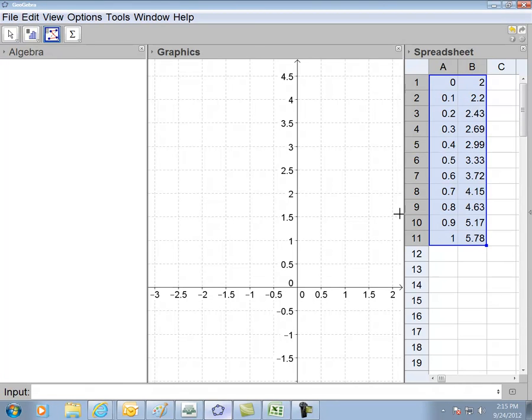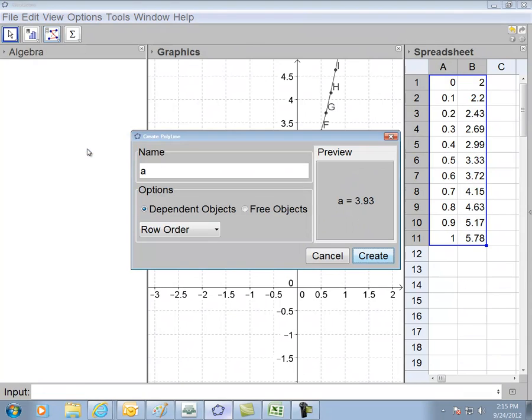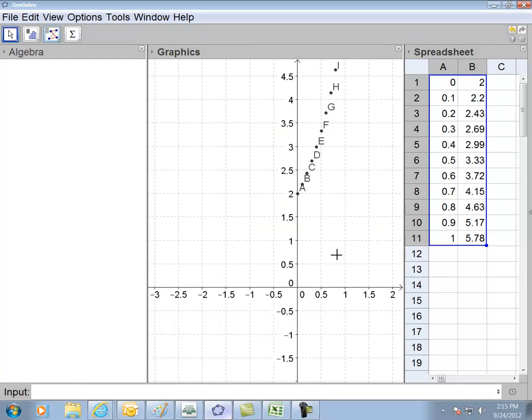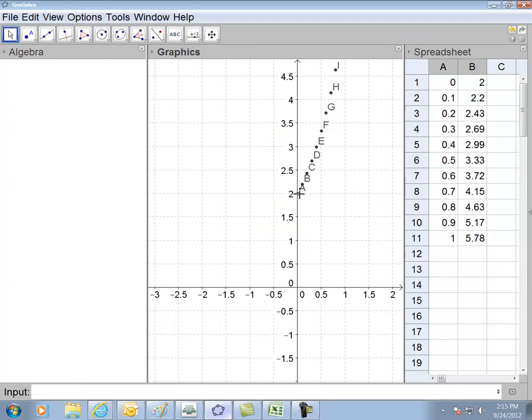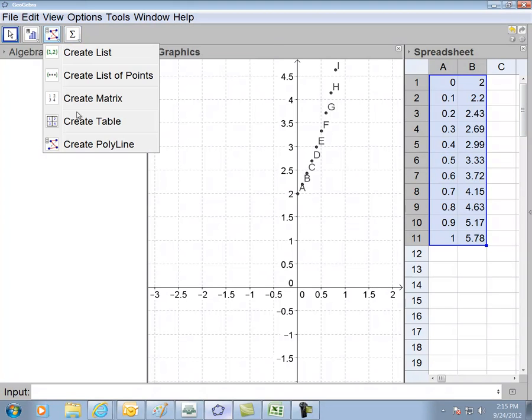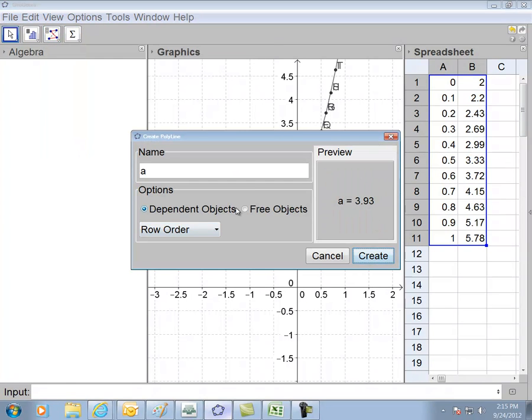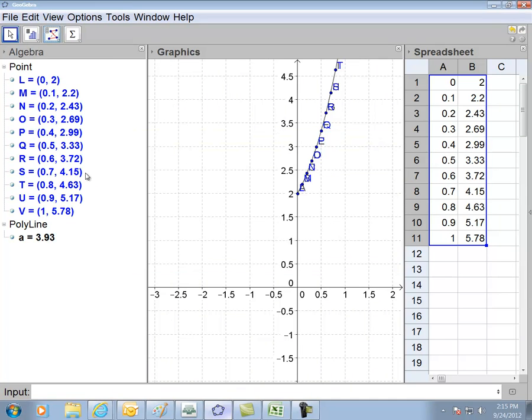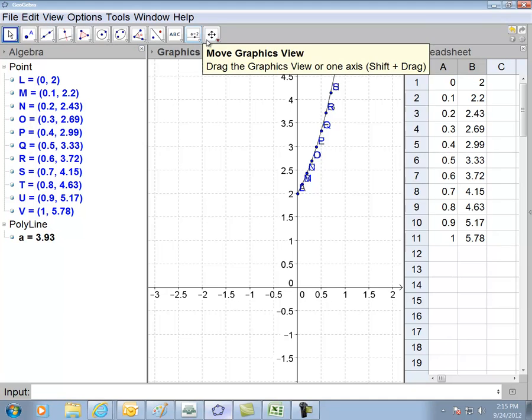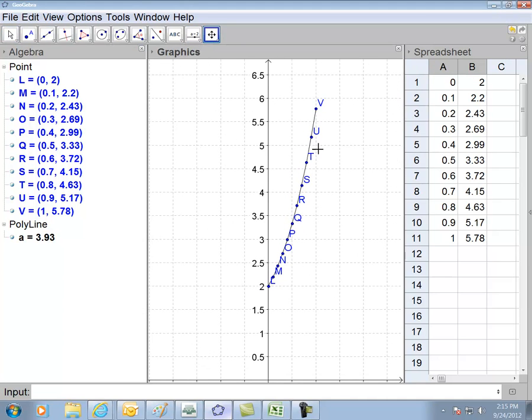Oh wait, I got to highlight my data and then do create polyline. And I'm just going to call it A and hit OK. It didn't connect it. Let's try it one more time. Now notice it's given me my graph of that. So that's what the solution, or the Euler's method graph, would look like.